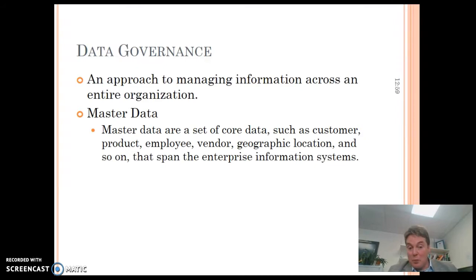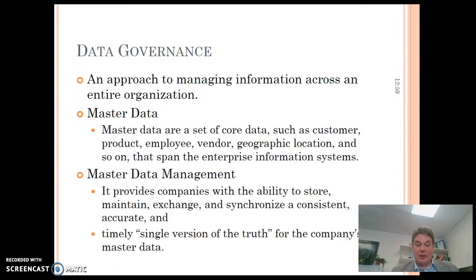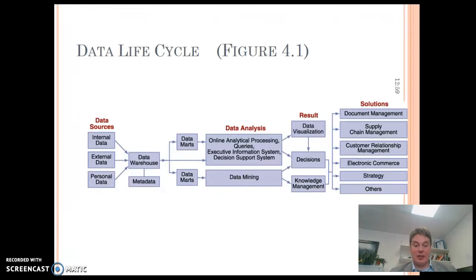So we start off with, what is master data? So what's the core data, such as customer ID, student number, employee number, geographic location, and this will span the enterprise. So across all the information systems. So when we're talking about payroll and accounting, and student records, different people know that it's the same person that they're talking about. So we have a process then to manage that data. So we have to be able to store and exchange and synchronize what we're calling a single version of the truth for the company's master data.